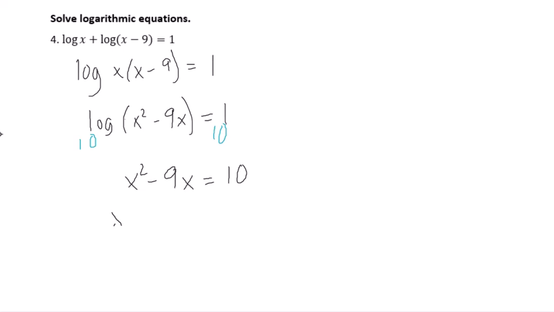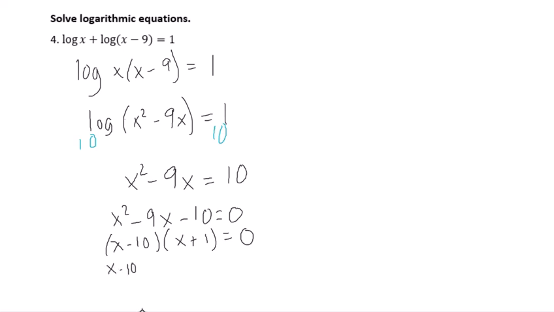Okay, this is a quadratic, so we need to zero out one side, move that 10 over, and now we factor into x minus 10, x plus 1. And again, you can always check these before moving on, especially if you're not good at factoring. I always recommend checking: x squared, negative 10 and 1, negative 10 plus 1 gives you negative 9. And then we get x minus 10 equals 0, x plus 1 equals 0. So we get x equals 10 and x equals negative 1.